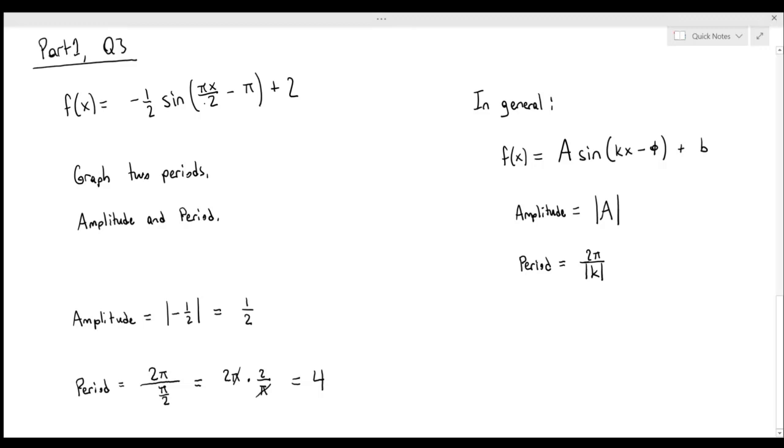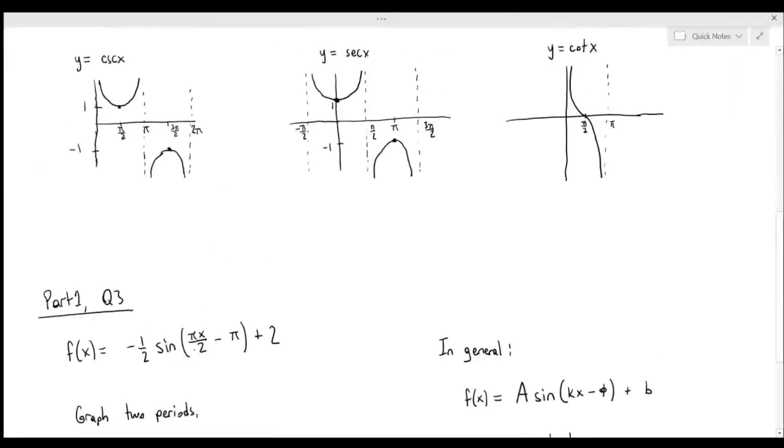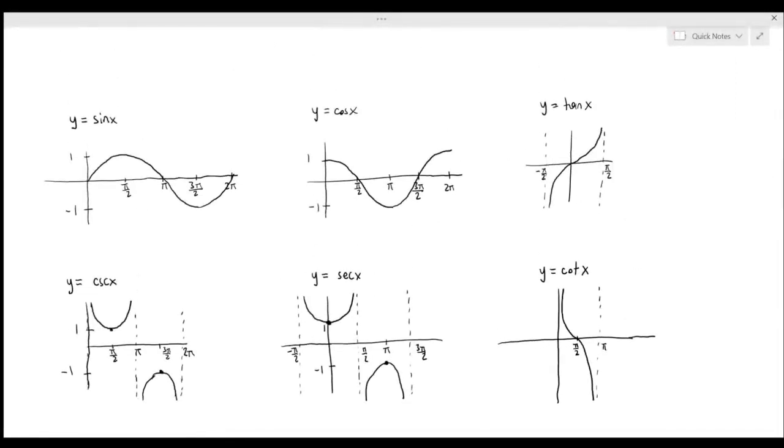So we have the amplitude and the period. Now the harder part of the question is graphing it. Right now we have a sine function, so it's useful to keep in mind what the generic sine function looks like. Sine is equal to 0 at 0, pi, and 2pi. It reaches its peaks at pi/2 and 3pi/2. And it completes one period from 0 to 2pi.